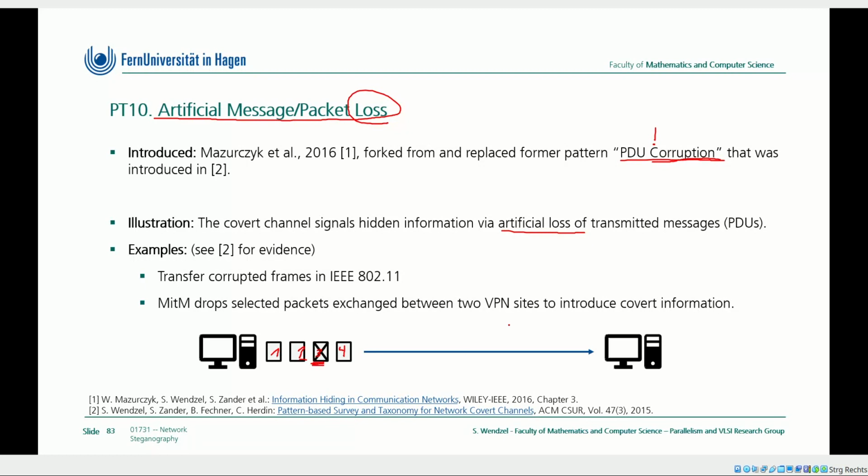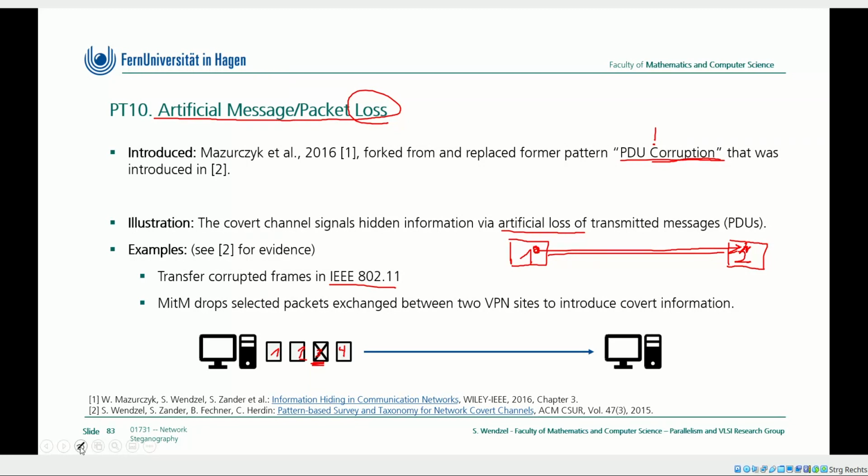And whether a packet gets dropped or not can then encode hidden information. You can do this, for instance, in IEEE 802.11 networks, but you can also do this between two VPN sites. Let's assume this is VPN site 1 and this is connected to VPN site 2. And there's some covert sender here that sends confidential data to this node, and only a direct communication is allowed.